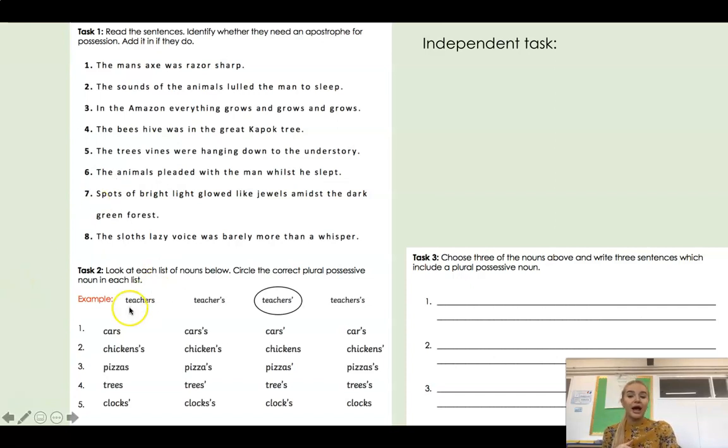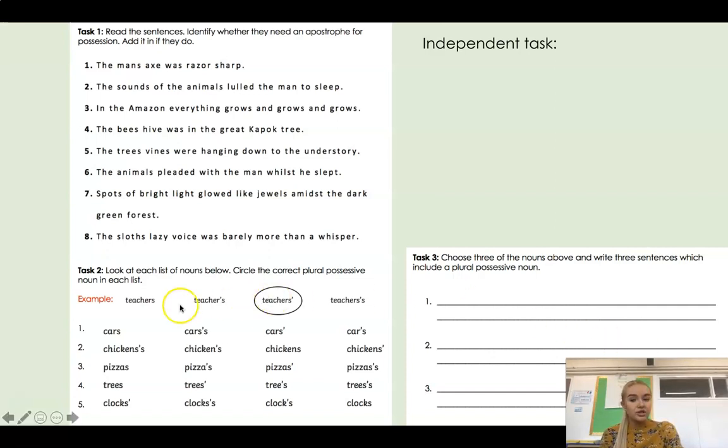Task number 2, have a look at each list of nouns. So the list goes from left to right like this. So you've got cars, cars, cars, cars. You'd read those nouns, circle the correct plural possessive noun in each list. What does a plural possessive noun look like? I've given you a clue here with my example. I've got teachers, teachers, teachers, and teachers. Now, which version is correct? Well, I know it's this one because I know when we have a plural possessive noun, we put our apostrophe after the S to show there is more than one teacher.